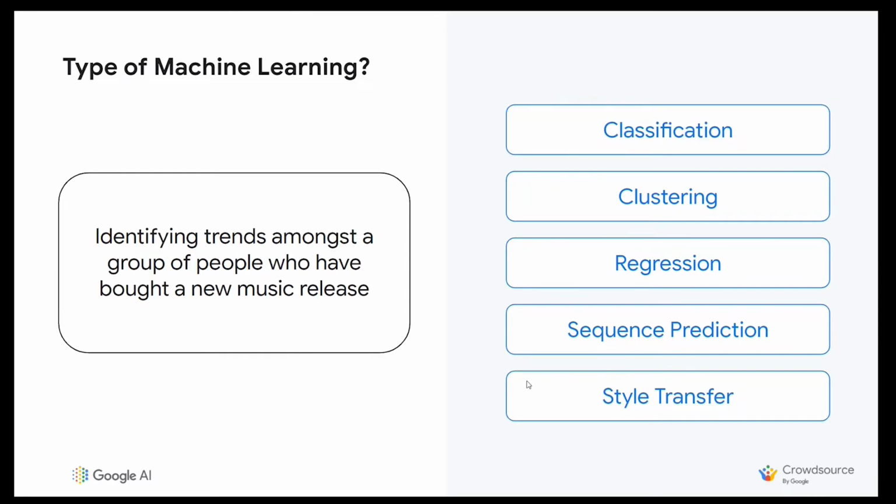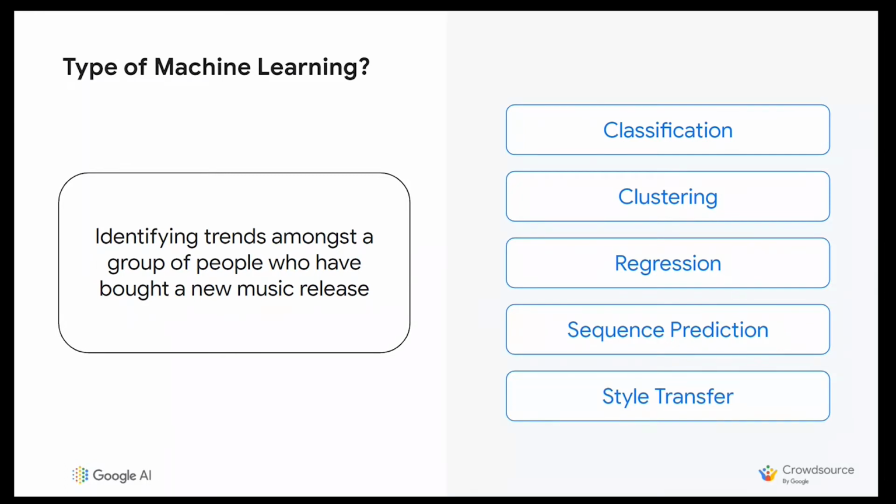So the next question: identifying trends amongst a group of people who have bought a new music release. Any idea about which algorithm is used? It can be wrong, so no problem. We can correct it and get a clear understanding. So try to have a guess. Clustering, maybe. Is it clustering?